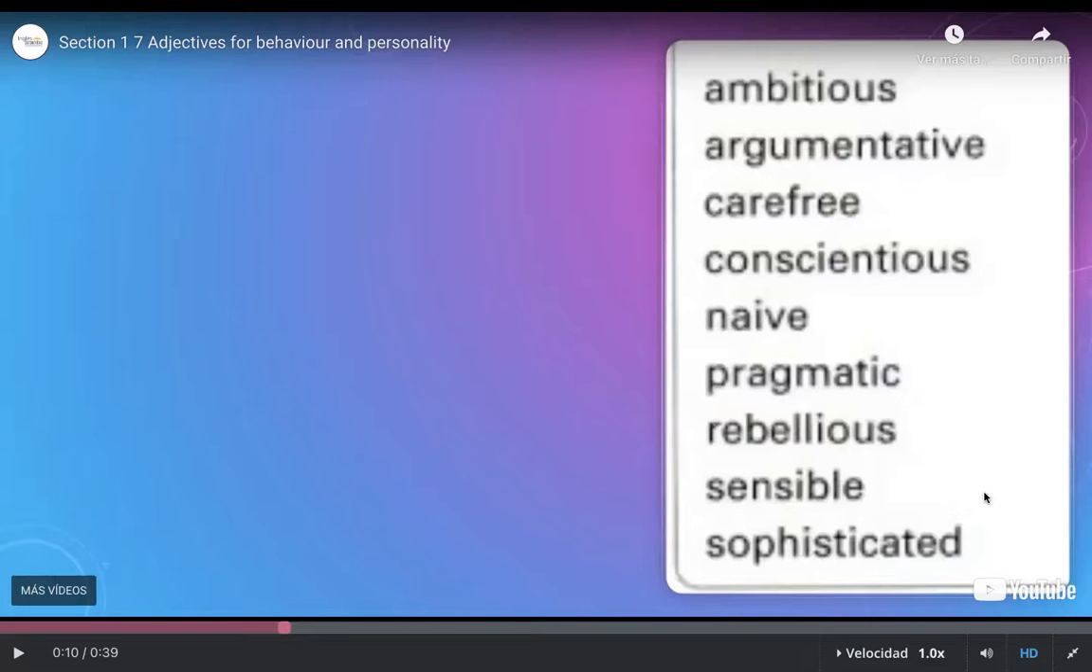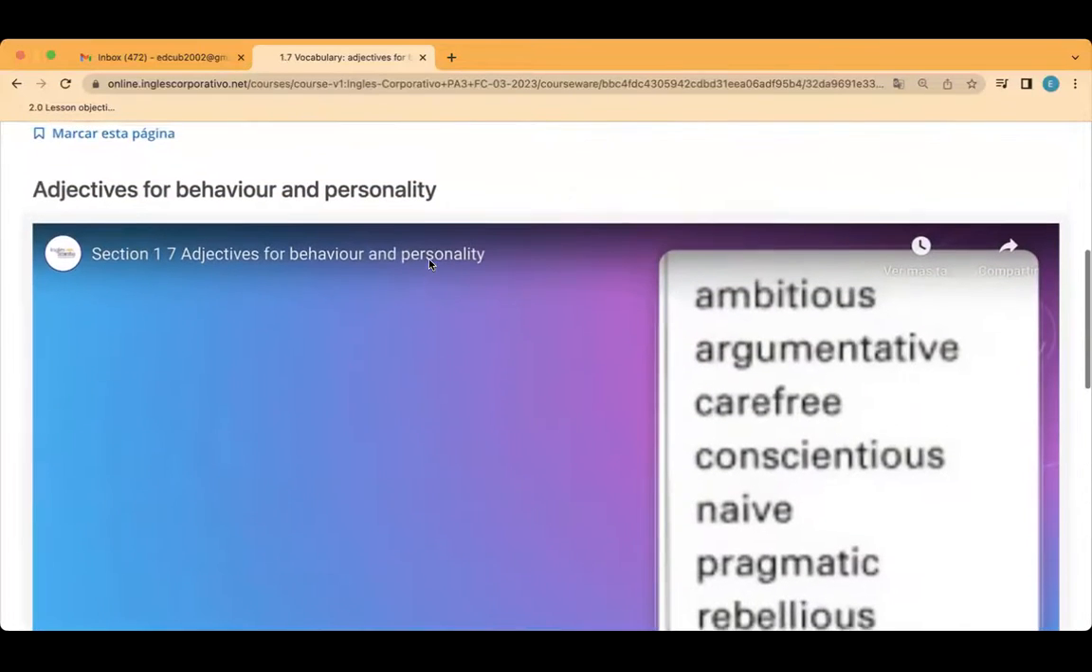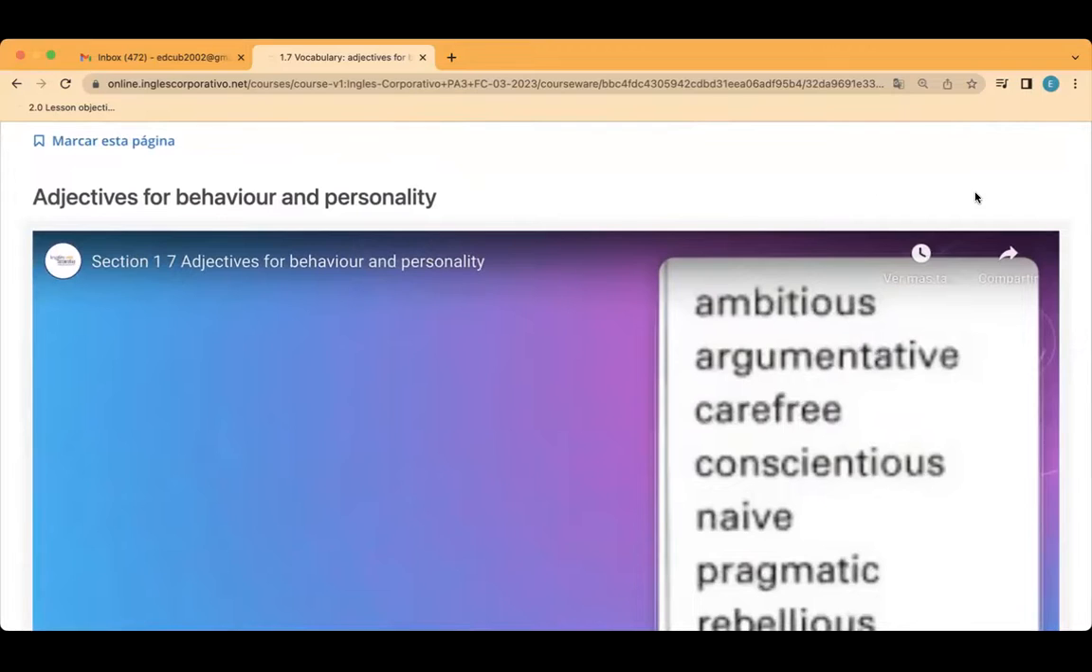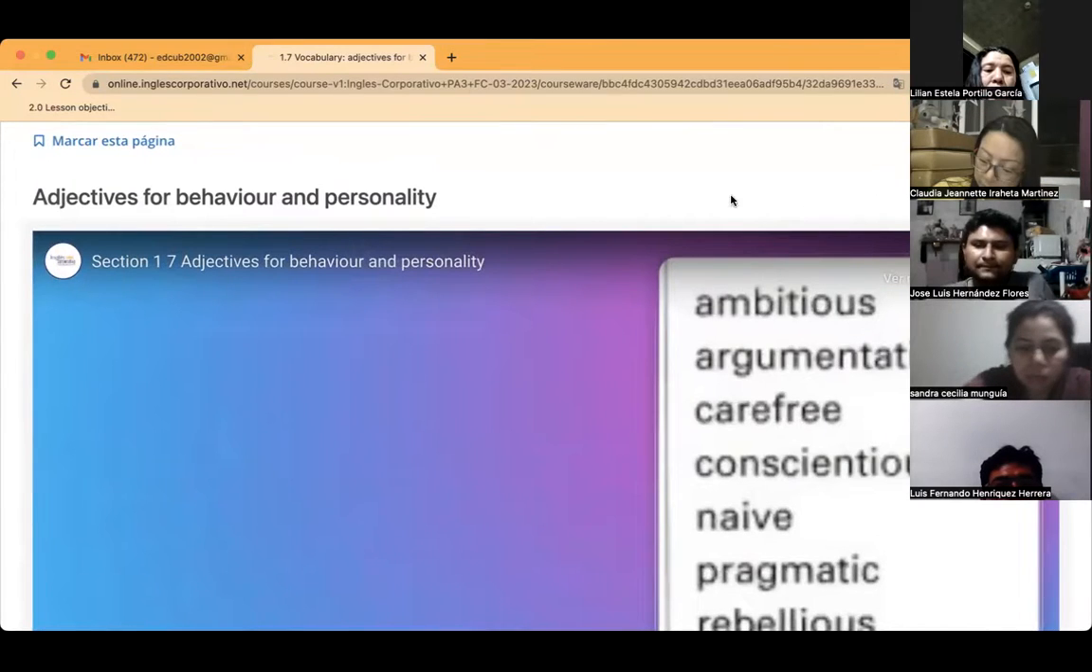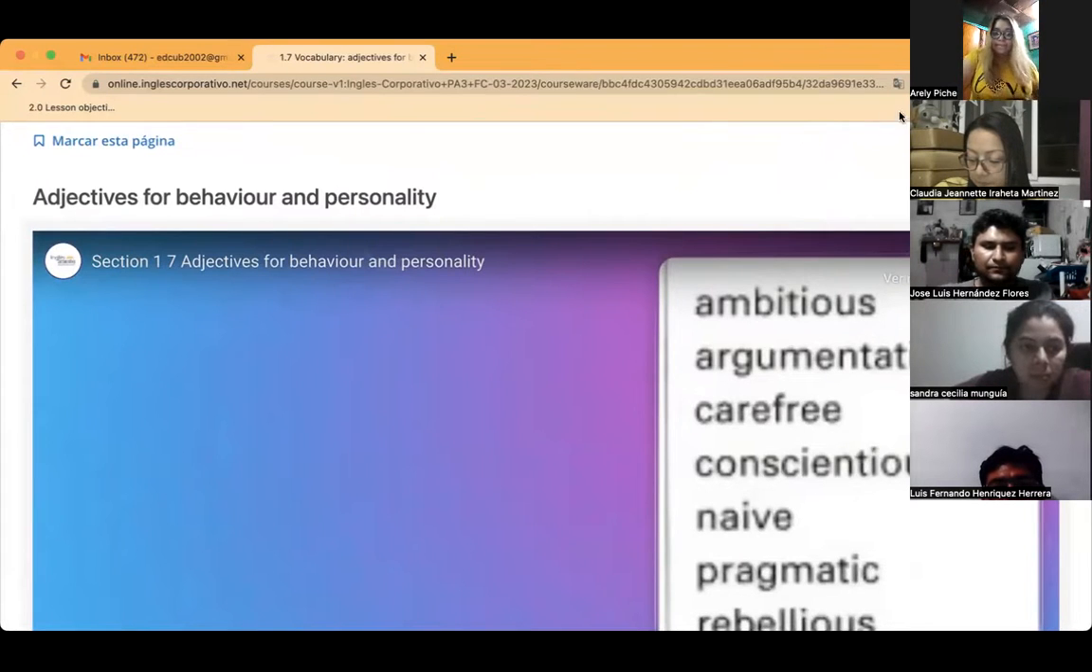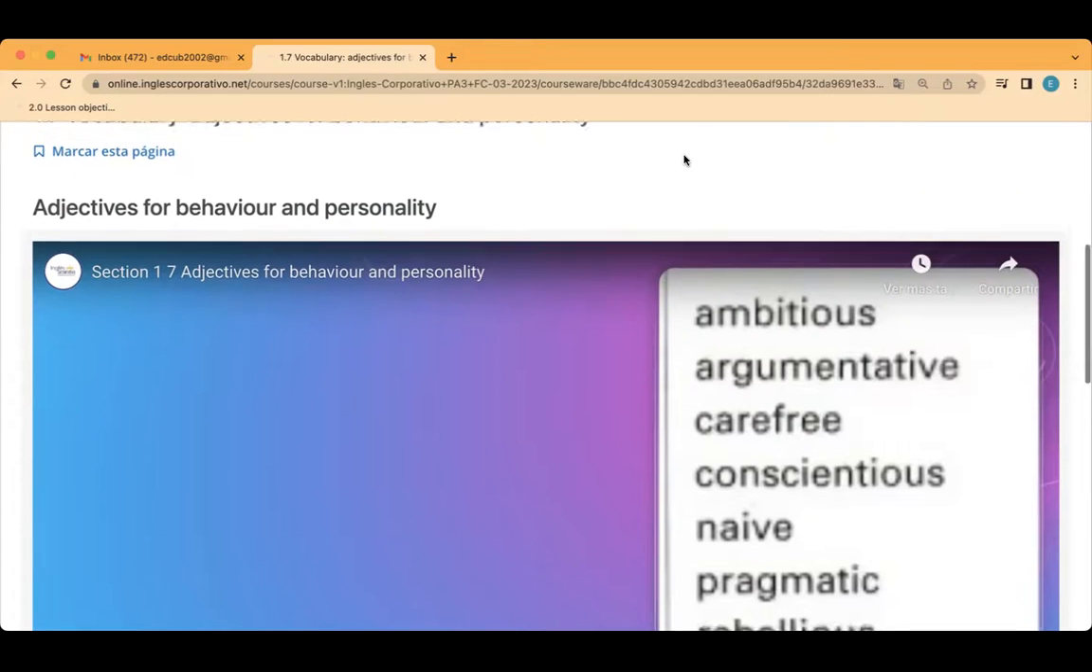It's okay, the others? Rebellious? Rebellious is the person that always wants to go against. Usually teenagers want to go against their parents. The parents say no, and they say yes. The parents say yes, and they say no. They are rebellious. Okay, all right, good. I see everybody's very silent. Okay, good.